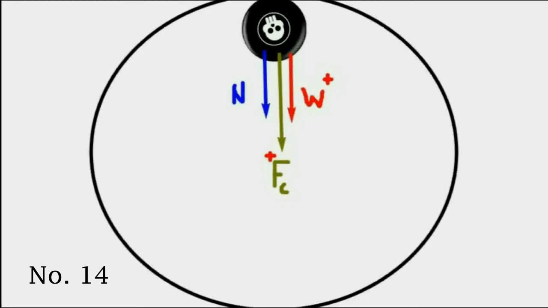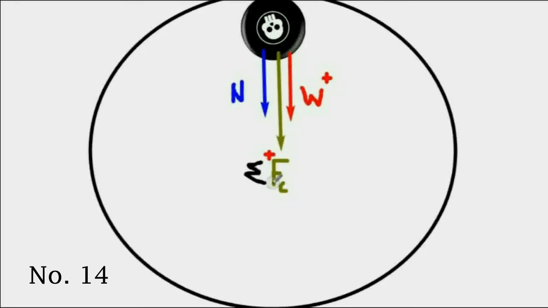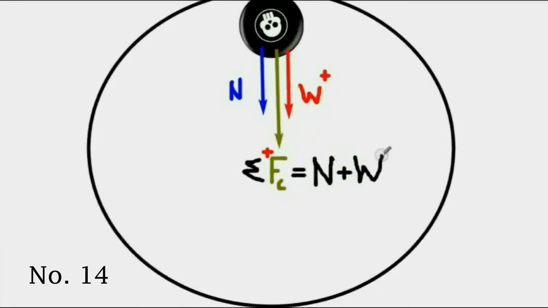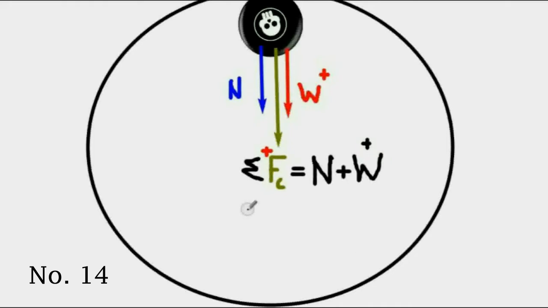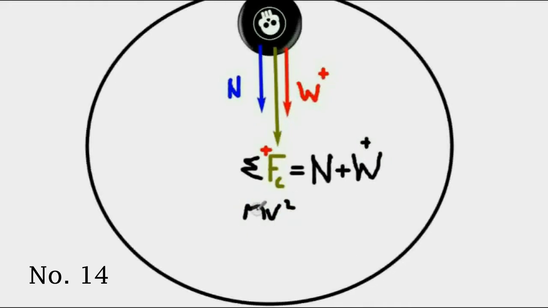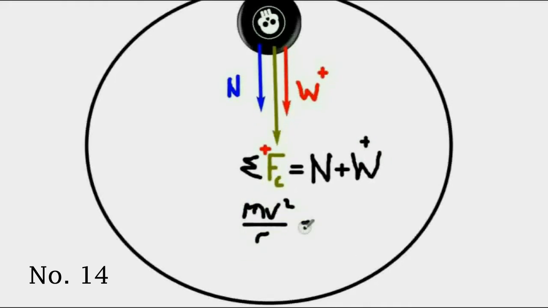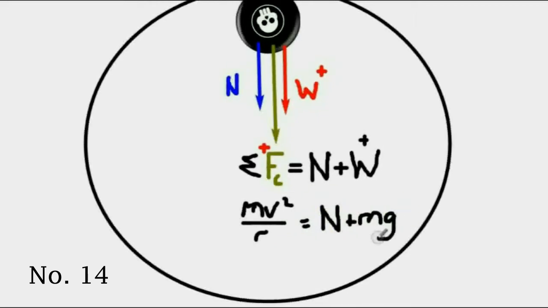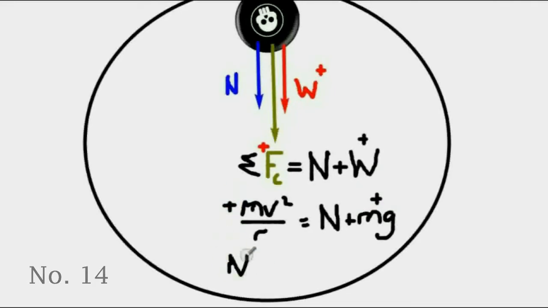Now, the sum of all forces is equal to the centripetal force, and that equals N plus W. Now we just have to rearrange this equation to make N the subject, to find out what the apparent weight is at that speed through the loop.